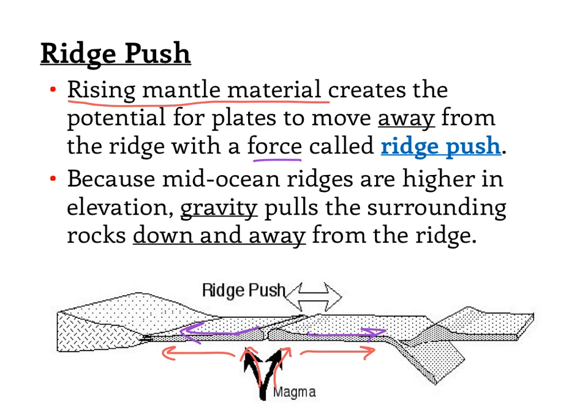Now it creates a major feature here called the mid-ocean ridge, which has a higher elevation, and so gravity also plays a role in pulling those rocks down and away from the ridge. Being at a higher elevation, we know gravity plays a role and pulls material down. So it works together with the convection inside the earth to create ridge push.